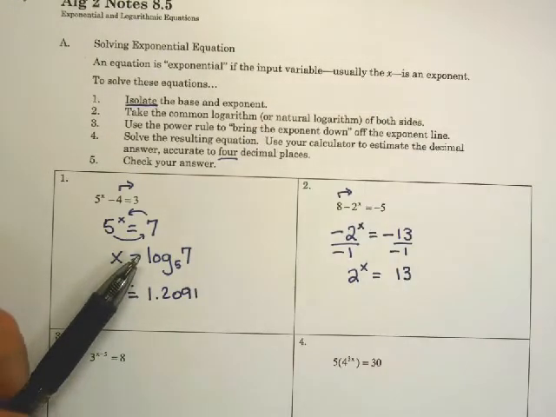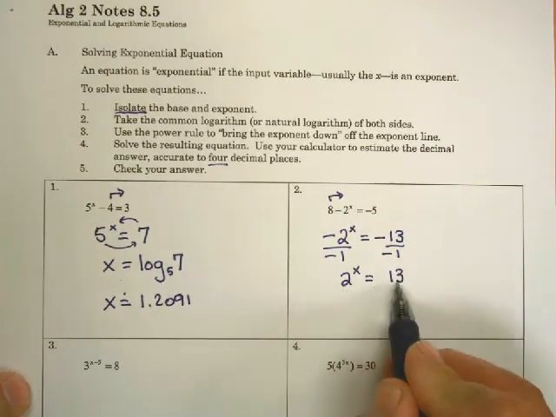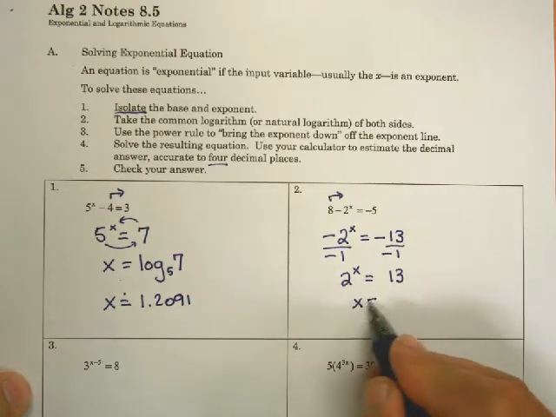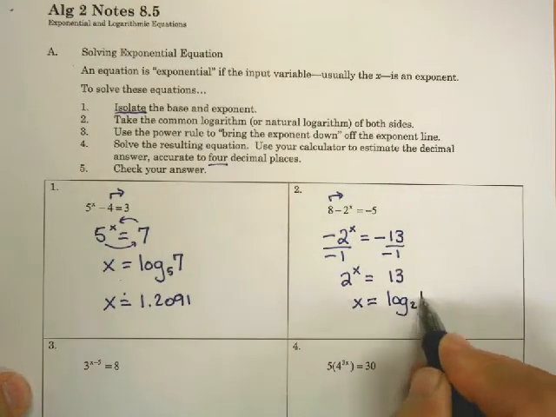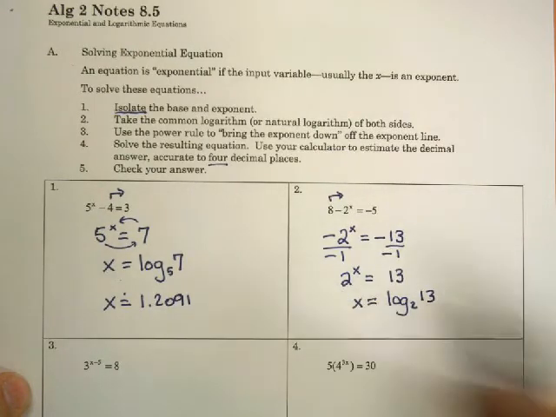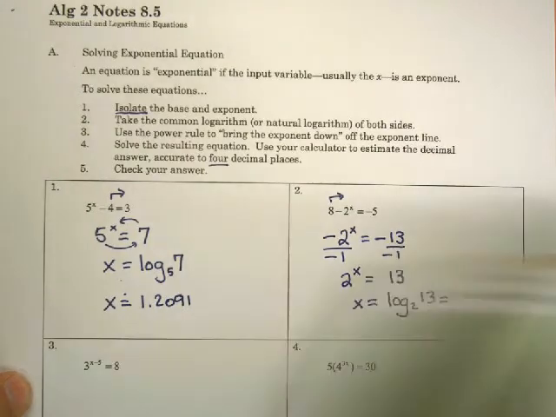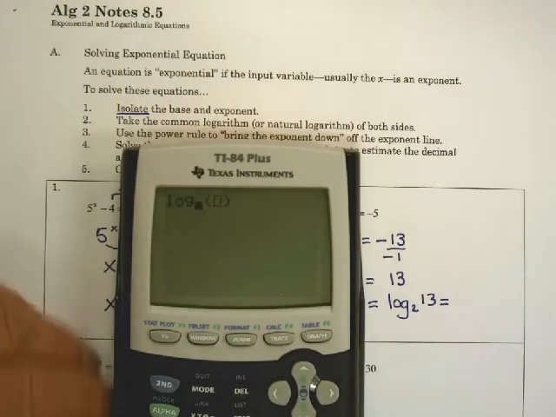Okay, the next one here, we're going to take the log base 2 of 13 equals x. And you can see I'm just going to take this base over to the other side of the problem as a logarithmic base instead of an exponential base. And we're going to get, let's see what this gives us. You can do math, alpha, math to find this.